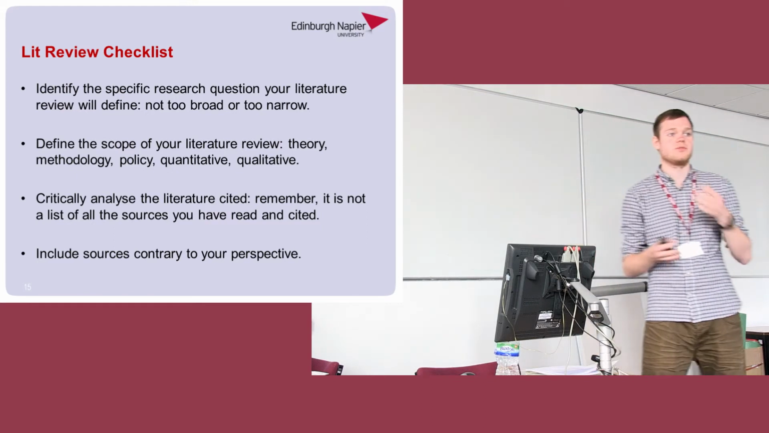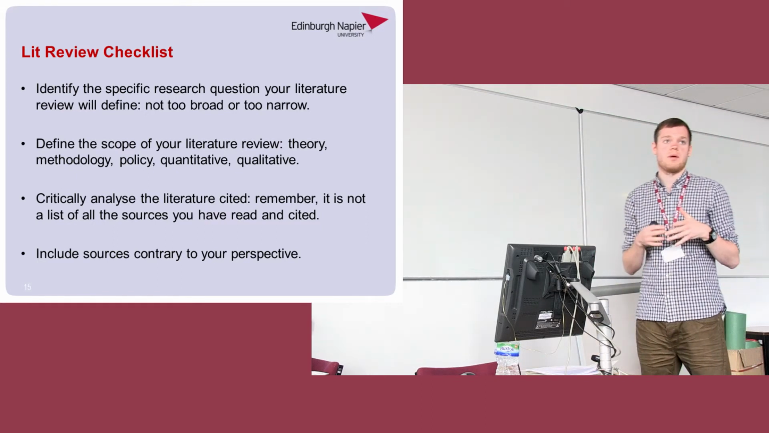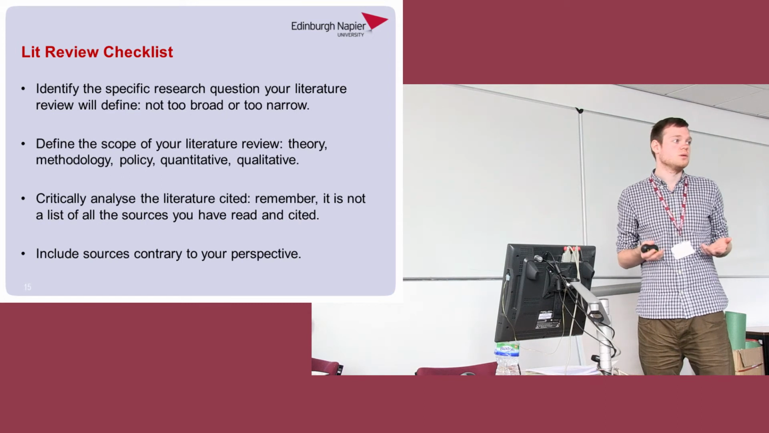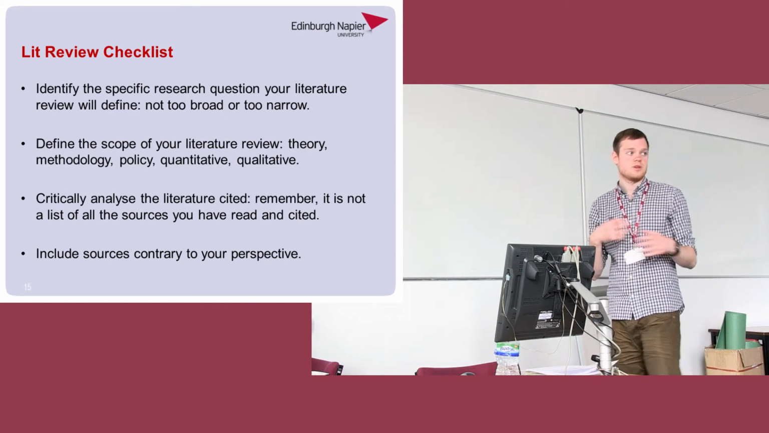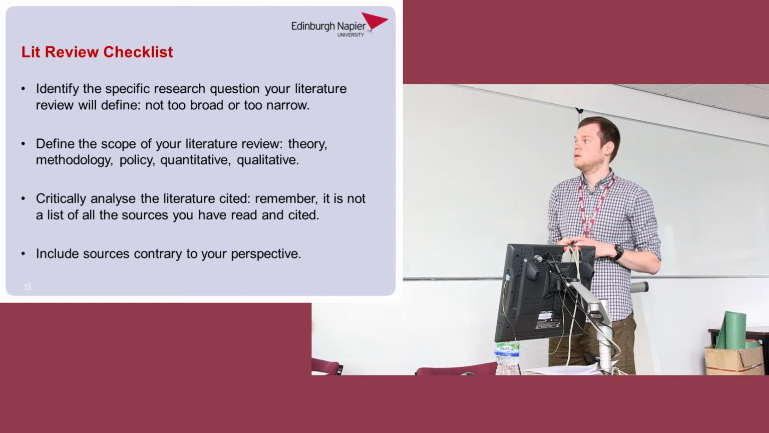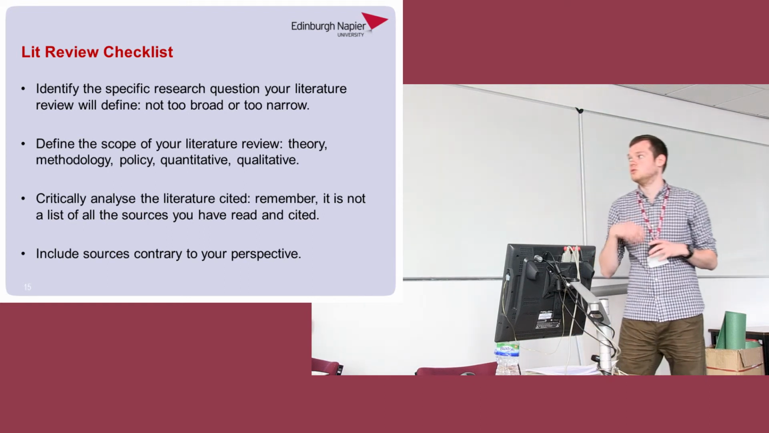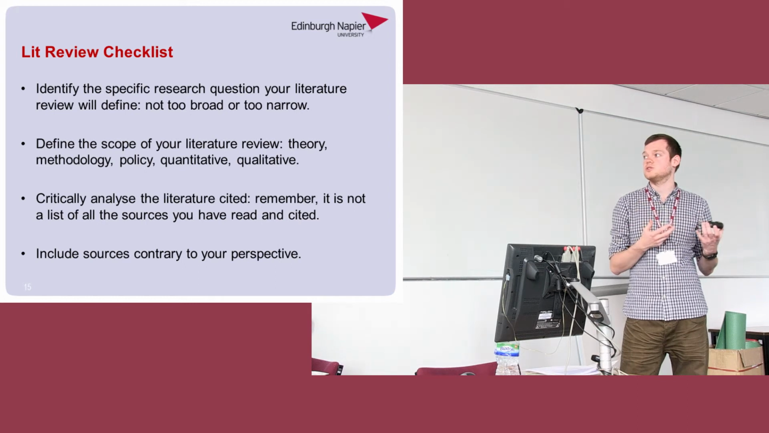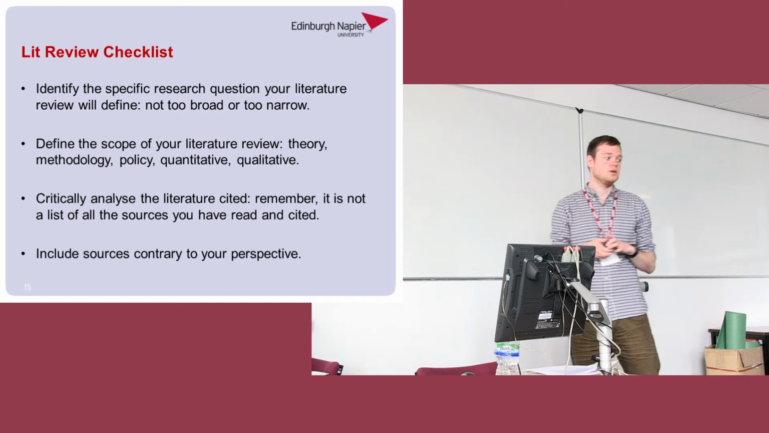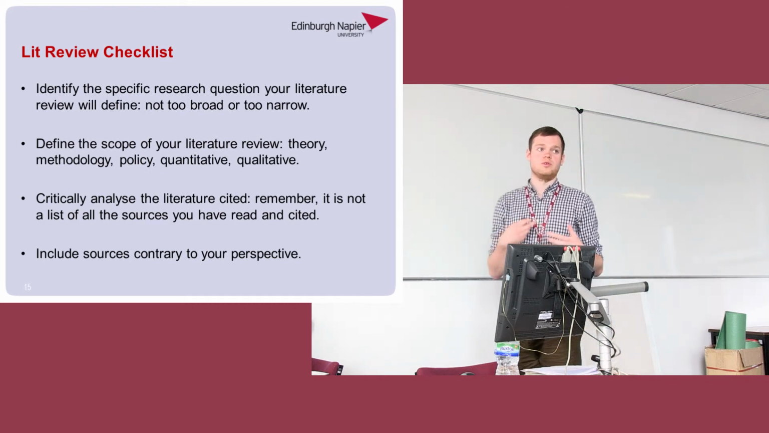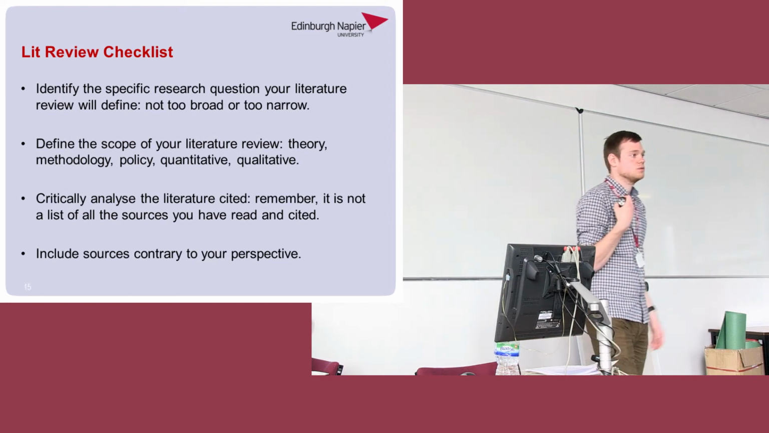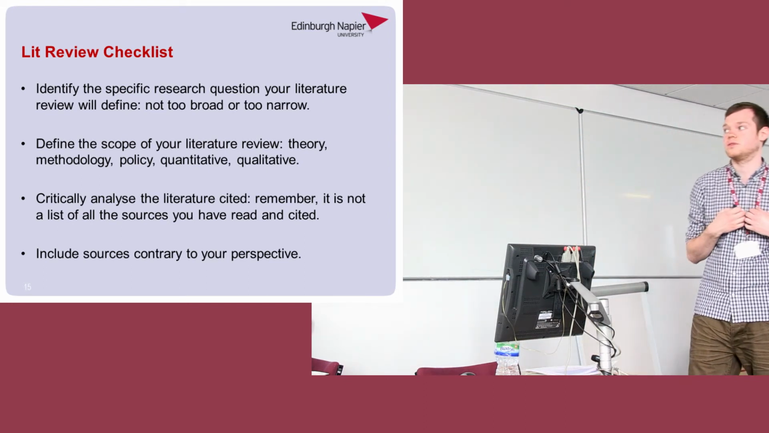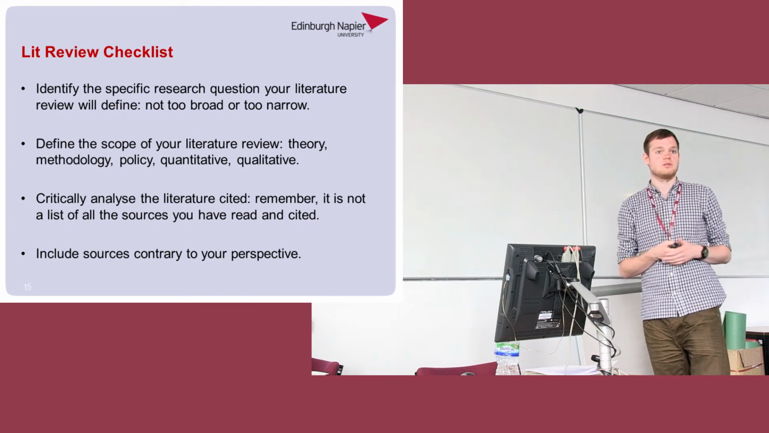So it's trying to find something that is specific enough, but that you can still find enough information on. Too broad, you've got too much stuff to look at. Too narrow, you've not got enough. So try to find that middle ground. Next, define the scope of your literature review. Are you reviewing theories, methodologies, policies? Are you looking at quantitative or qualitative data as well? What's the most important thing to you to review in your lit review? Again, it will change across different faculties. In scientific terms, you'll be looking at methodologies, policies, and obviously business and stuff like that.